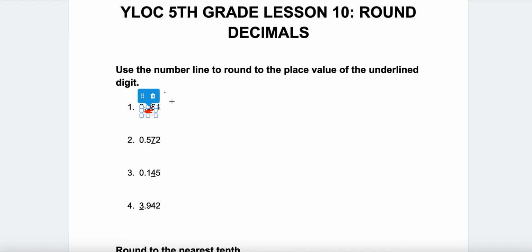So what you can do is, if you look at the number line, the 8 is behind the 0. So 8 is greater than 5, which means it'll round up to 1. So this is going to be 0.1. Next one, now we round it to the 7, and the number behind that is 2, which is less than 5, so it's going to stay as 0.57.